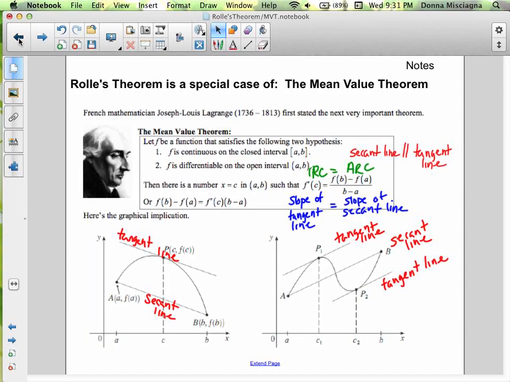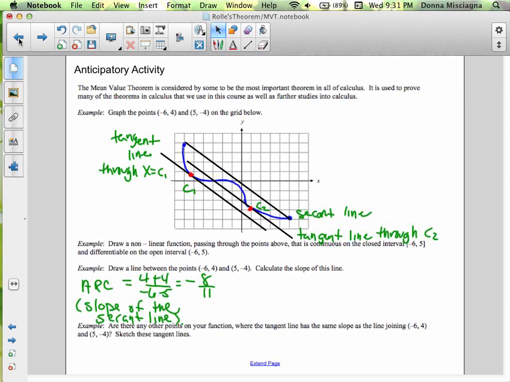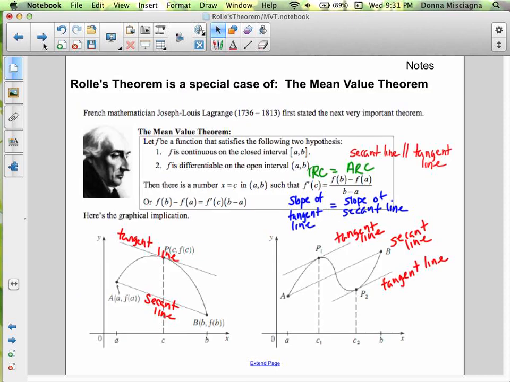You saw continuous, differentiable. I was able to find at least one place where the tangent line had the same slope as the secant line. So let's take a look at what the mean value theorem says. And this one is in your notes. You can add the additional parts. Actually, you should. Rolle's theorem, which we just learned about in the last video, is a special case of the mean value theorem. French mathematician Joseph Louis Lagrange, 1736 to 1813, first stated the next very important theorem.